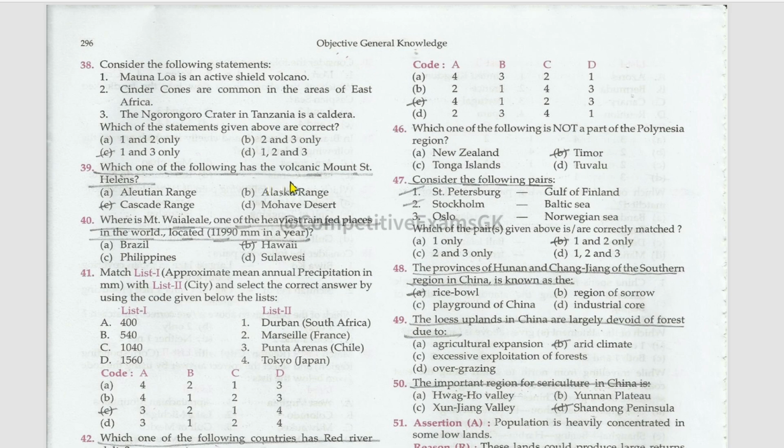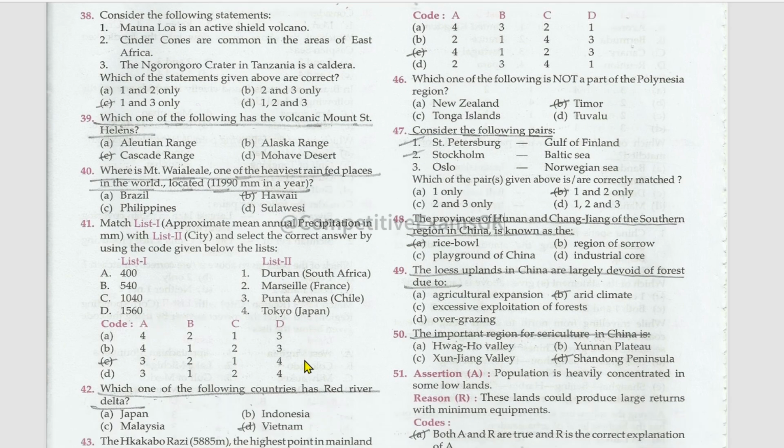Which one of the following has the volcanic Mount St. Helens, Cascade Range? Where is Mount Waialeale, one of the heaviest rain-fed places in the world, located? That is 11,990 mm in a year. That is Hawaii. Another matching. List one of the approximate mean annual precipitation in millimeters and list two of the cities. 400 millimeters at Punta Arenas in Chile, 540 millimeters at Marseille in France, 1040 millimeters at Durban in South Africa, and 1560 millimeters at Tokyo in Japan.